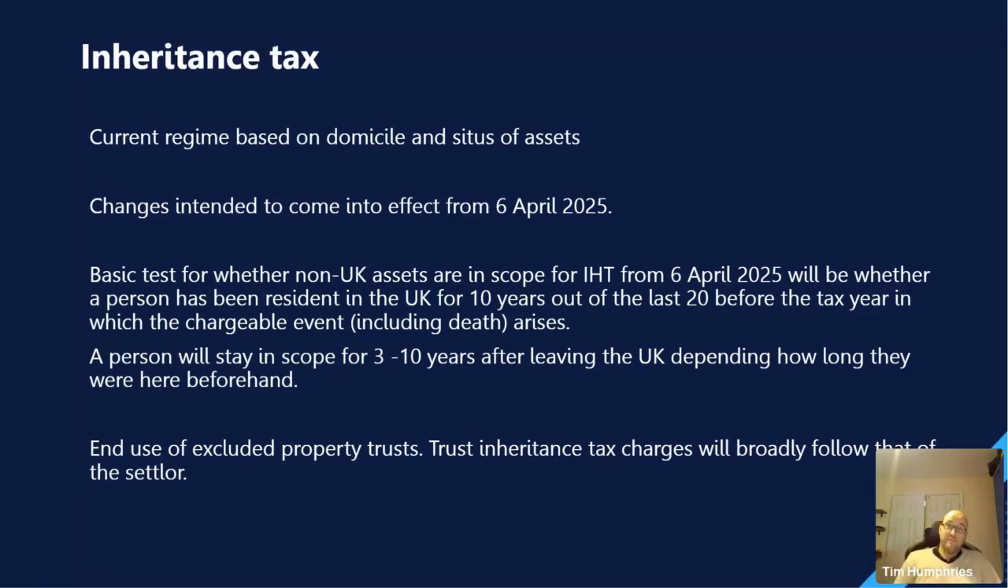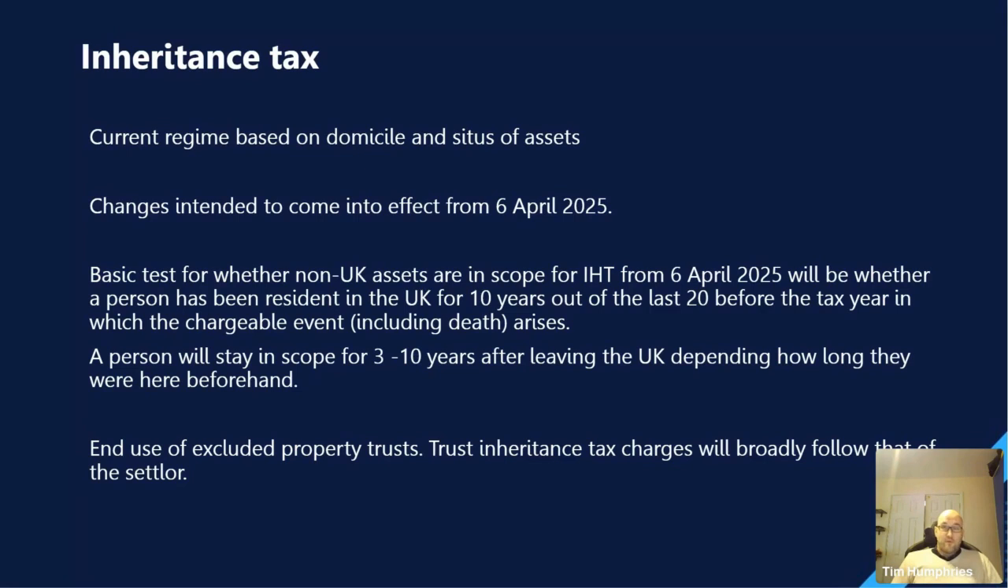But if you've only been here for between 10 and 13 years, you will need to leave for 3 years. And then it ramps up from there. So if you've been here for 14 years, you need to leave for 4 years. If you've been here for 15 years, you need to leave for 5 years, etc. Until you get to the fact you've been here for 20 years, you'll need to leave for 10 years. So it is possible to get outside the UK's inheritance tax net.